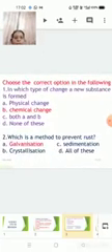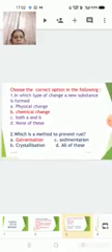In which type of change a new substance is formed? Physical change, chemical change, both A and B, none of these. So here your answer is chemical change, because only in chemical change new substances are formed. Second question, what is a method to prevent the rust? Options are galvanization, crystallization, sedimentation, all of these. So here again your option is galvanization.